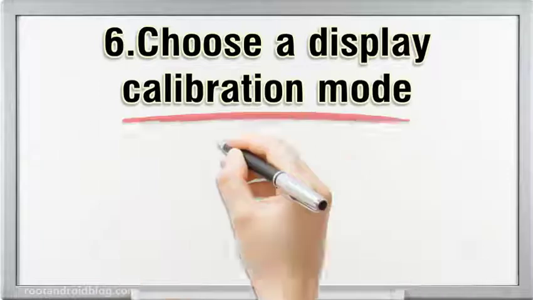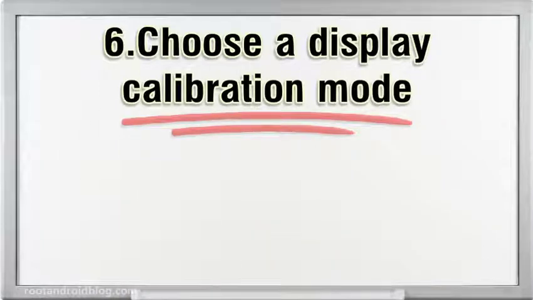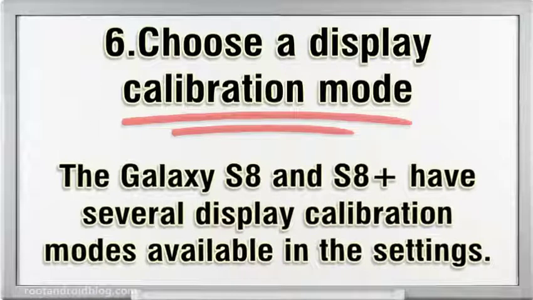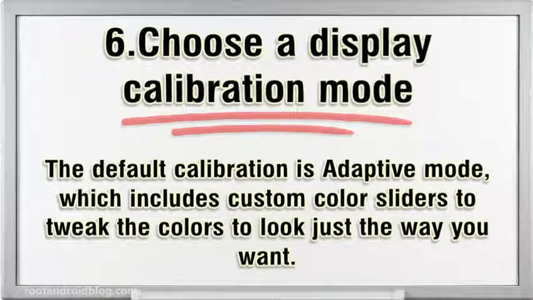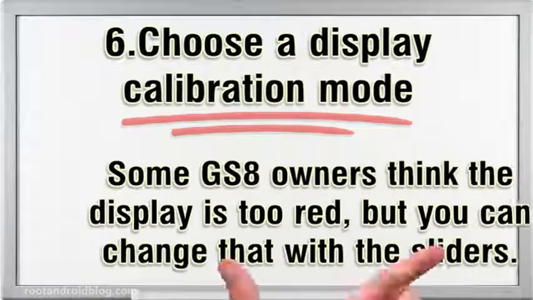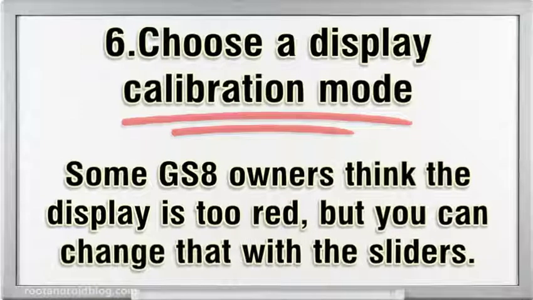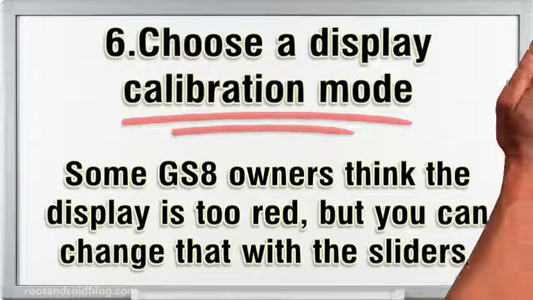6. Choose a display calibration mode. The Galaxy S8 and S8 Plus have several display calibration modes available in the settings. The default calibration is adaptive mode, which includes custom color sliders to tweak the colors to look just the way you want. Some S8 owners think the display is too red, but you can change that with the sliders.